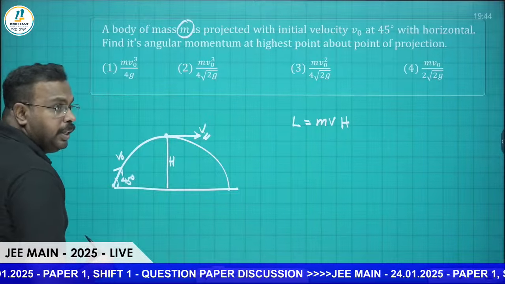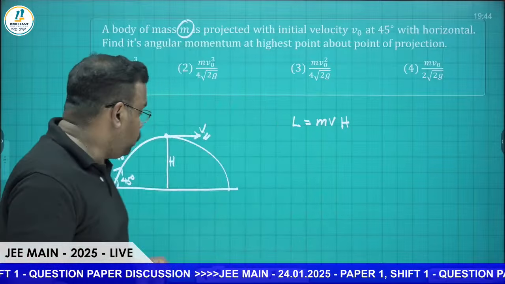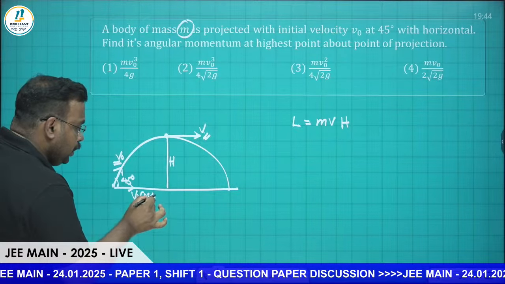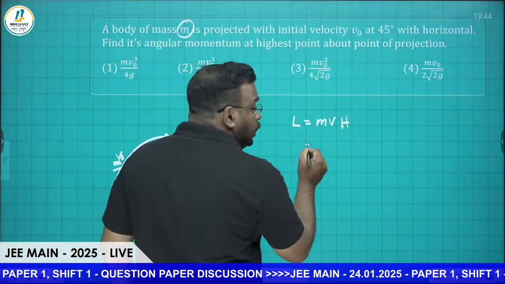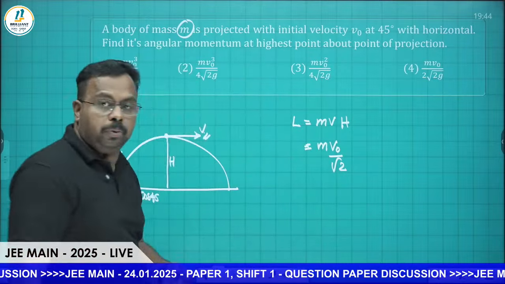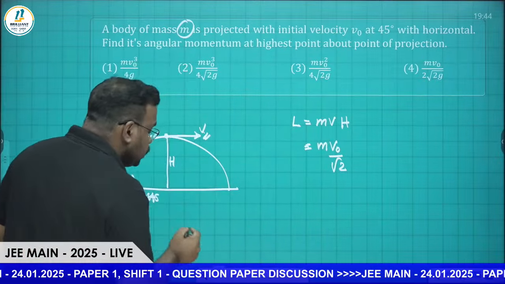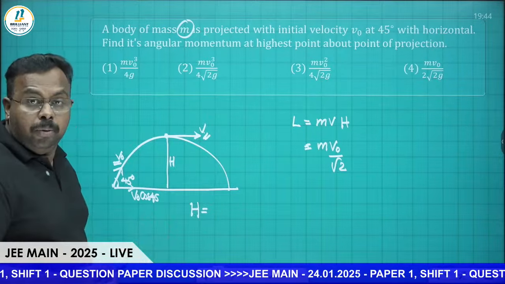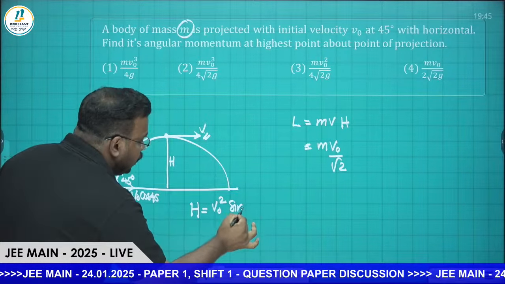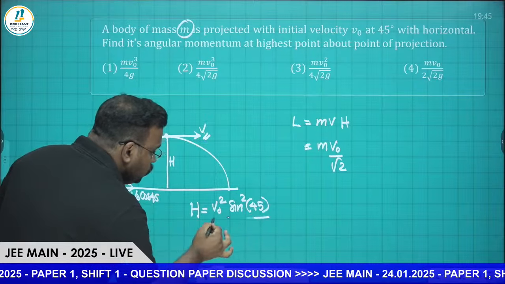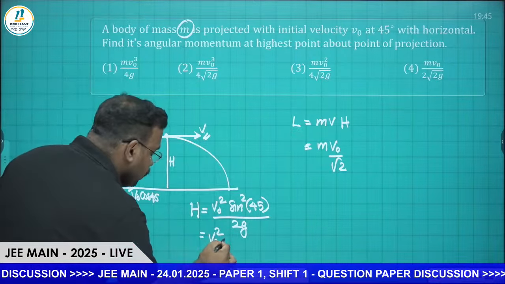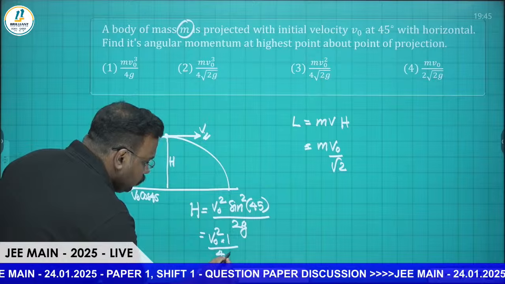Now what is v? V is the horizontal component of velocity, and you know that in a projectile motion, horizontal velocity is a constant. Velocity of projection is v naught, so the horizontal velocity will be v naught cos 45, that is equal to v naught by root 2. So I am substituting here L is equal to m into v naught by root 2. Now we have to find the value of H. For maximum height, we remember the basic formula: u square sine square theta by 2g, u being the initial velocity. So v naught square sine square 45 by 2g. Sine 45 is 1 by root 2; squaring, we get 1 by 2, and with 2g, we get v naught square by 4g.